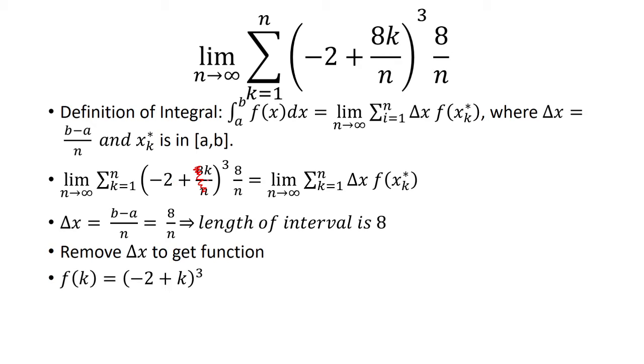It would be negative 2 plus k cubed, or if you think of it as f of x, negative 2 plus x cubed. And this method assumes that you start at 0. So a is always going to be 0 with this method. Another method I'm going to talk about is going to start somewhere else. So the integral starts at 0 always, and then we know that the length of the interval is 8, so it has to go from 0 to 8. The function we just said is negative 2 plus x cubed dx. So that is our integral.